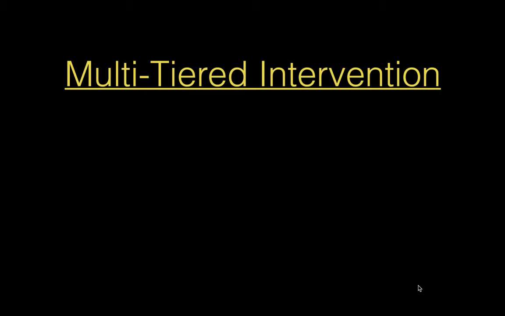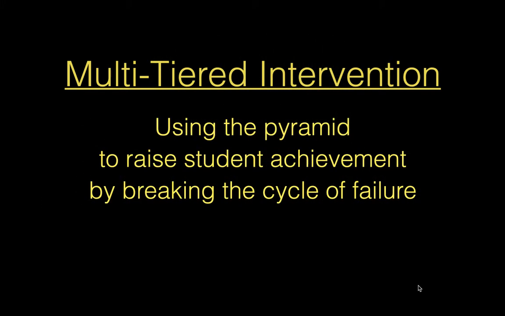Today, what we're introducing is the multi-tiered intervention system that has been adopted by the social science department at Carlsbad High School. The purpose of this multi-tiered intervention system is to use the pyramid model to raise student achievement by breaking the cycle of failure.